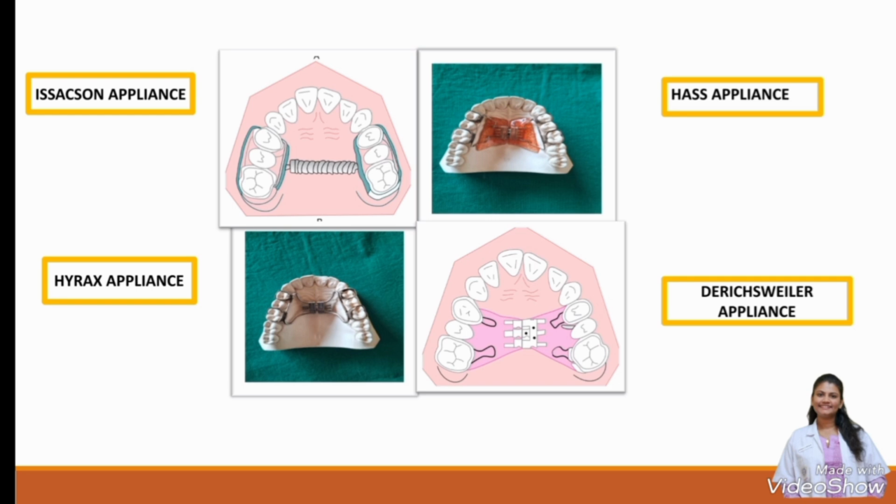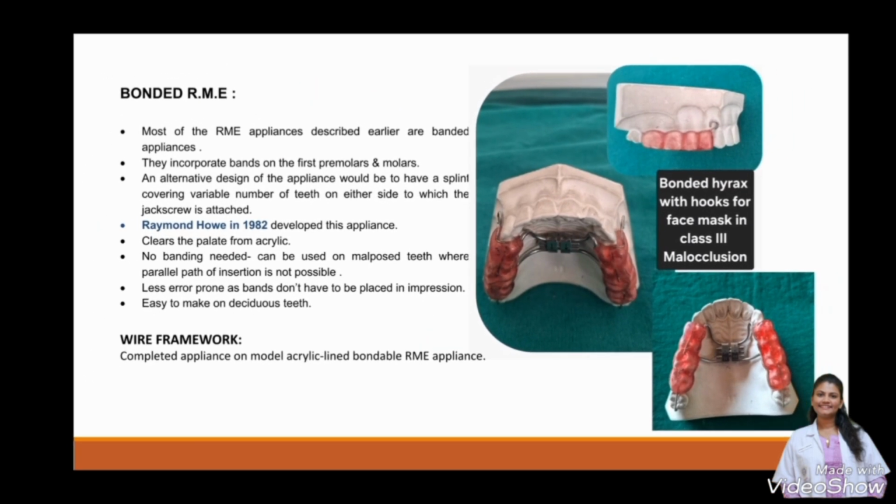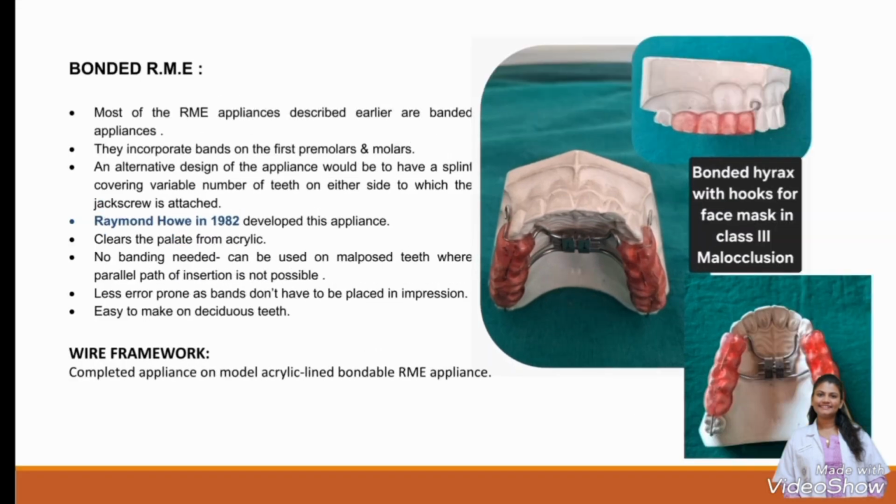Bonded RME. Most of the RME appliances described earlier are banded. They incorporated bands on premolars and molars. An alternative design for this appliance would be adding a splint covering a variable number of teeth on either side, which is attached to a jackscrew. Raymond Ho in 1982 developed this appliance.